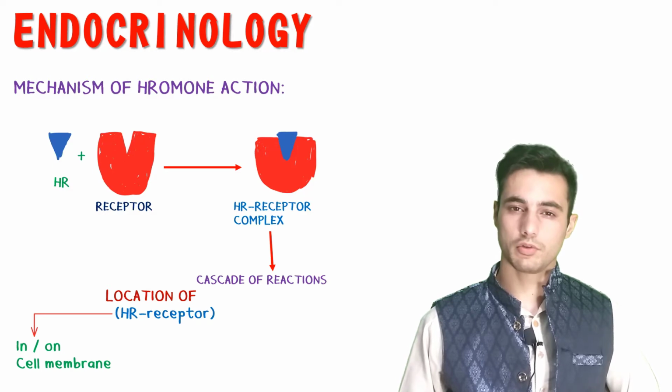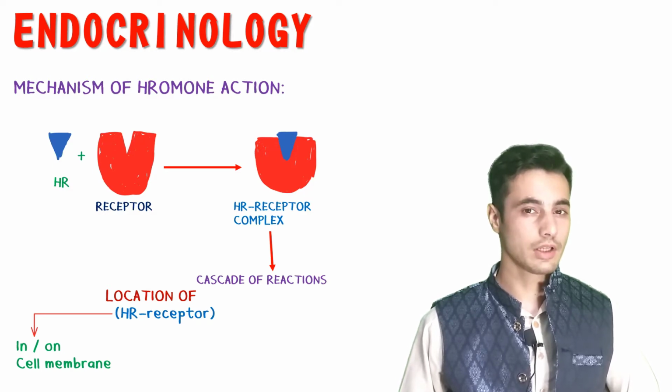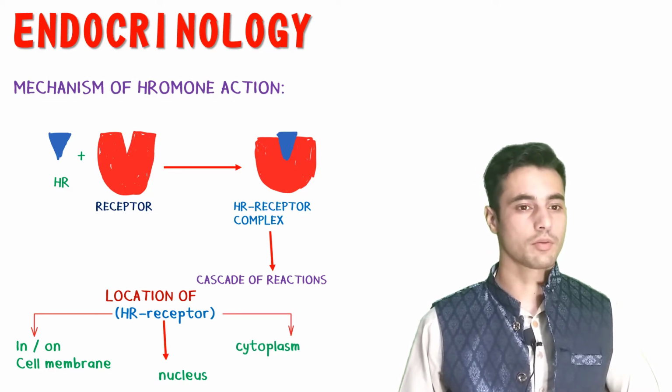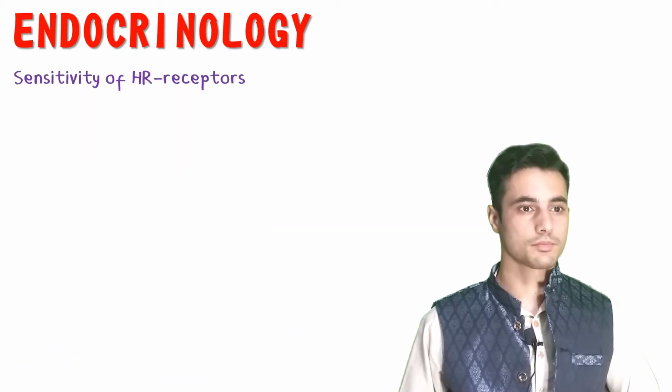Some receptors are found in or on the cell membrane. For example, the protein and peptide receptors are found on the cell membrane. Some are within the nucleus. The thyroid is a very good example. And in the cytoplasm, the steroid hormones have their receptor within the cytoplasm.